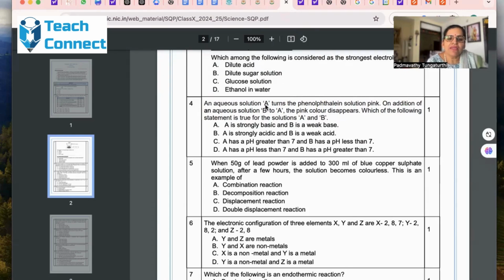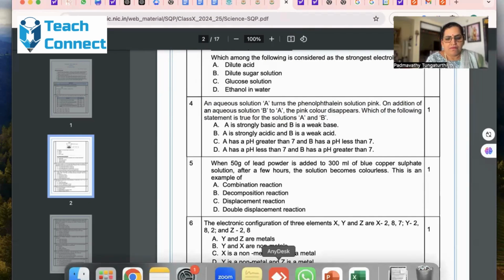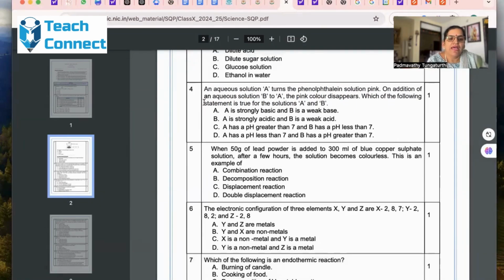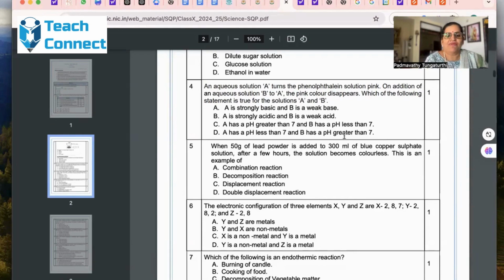Question number 4. An aqueous solution A turns the phenolphthalein solution pink. What is it that turns phenolphthalein solution pink? Acids turn blue litmus red. A has a pH greater than 7 and it neutralizes when the pink color disappears. That means B has a pH less than 7.